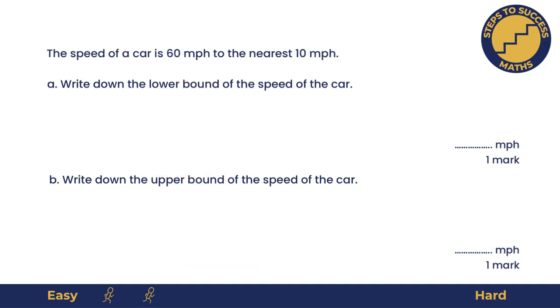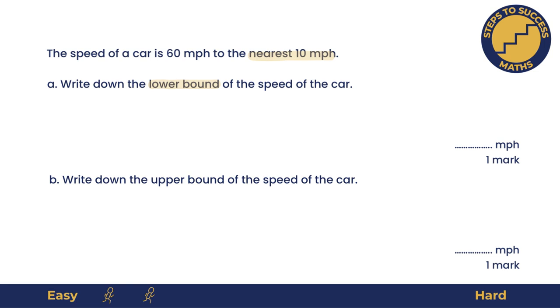The speed of a car is 60 miles per hour to the nearest 10 miles per hour. Write down the lower bound of the speed of the car. So same idea. You need to do two things when you're looking at bounds. You need to check if you're going for the lower one or the upper one, and you need to look at the accuracy. So what were you actually rounding it to? Well, this one you were rounding to the nearest 10.